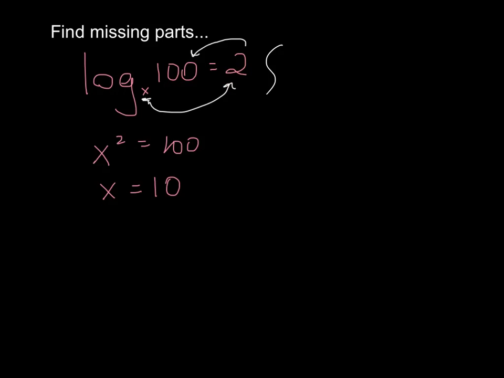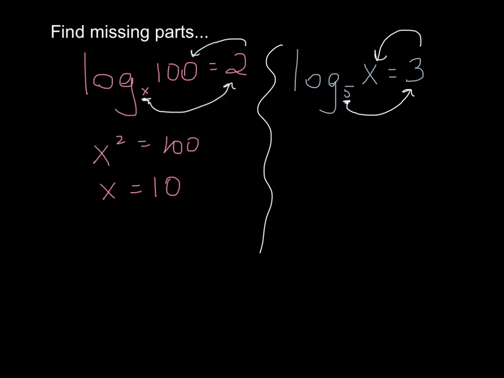Or maybe we see a problem like this, where we've got log base 5. We know what the base is, but we need to find this value. And let's say that this is equal to 3. So we write this in exponential form. 5 to the third power is equal to x. And 5 cubed is 125. So that's our answer, and that makes sense because 5 cubed is 125.